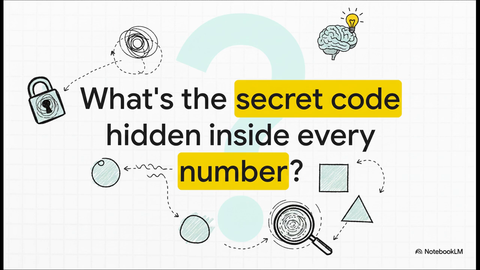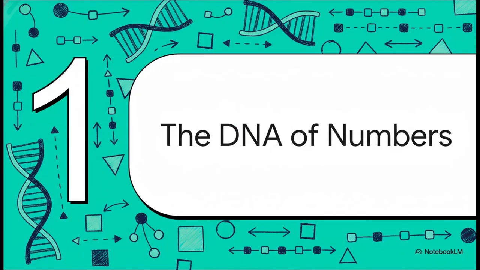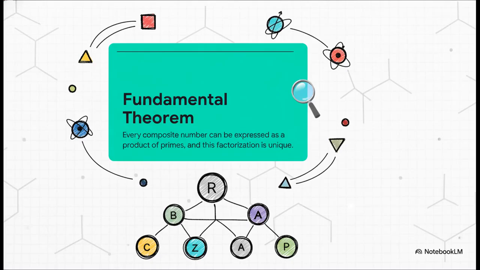Let's start by looking at what makes up a number's most basic identity. All right, so the first clue to cracking this whole thing lies in what I like to call the DNA of numbers. Yeah, you heard that right. Just like living things are built from these tiny biological components, numbers are built from something just as fundamental. And here it is. This is the key to everything. The fundamental theorem of arithmetic. It's a fancy name, but the idea is actually pretty simple.